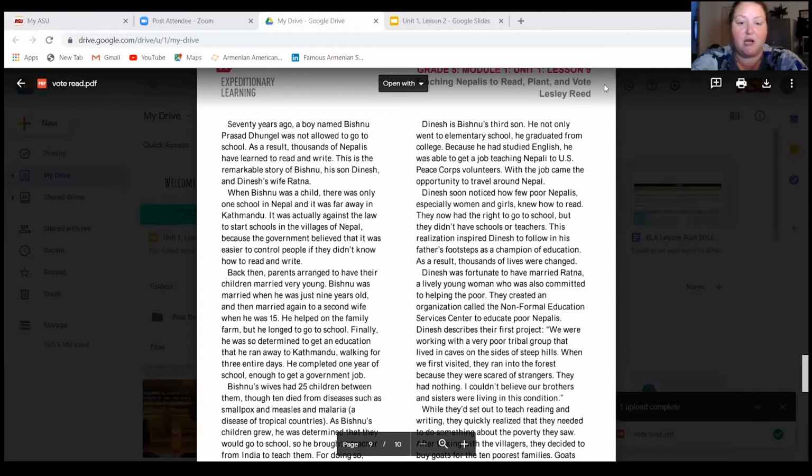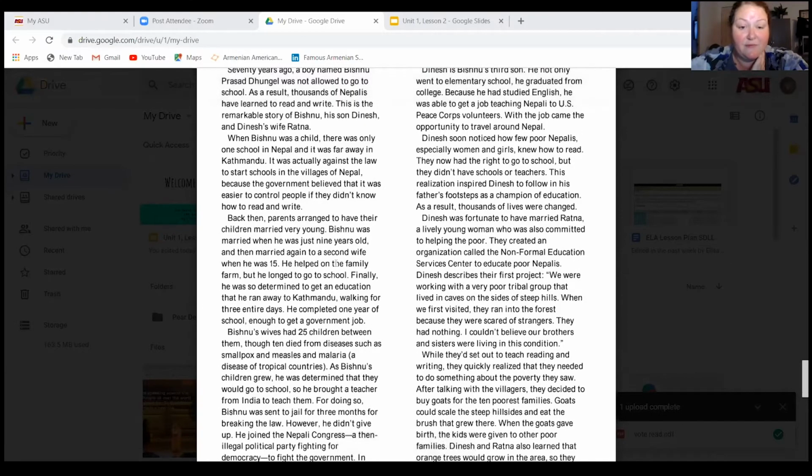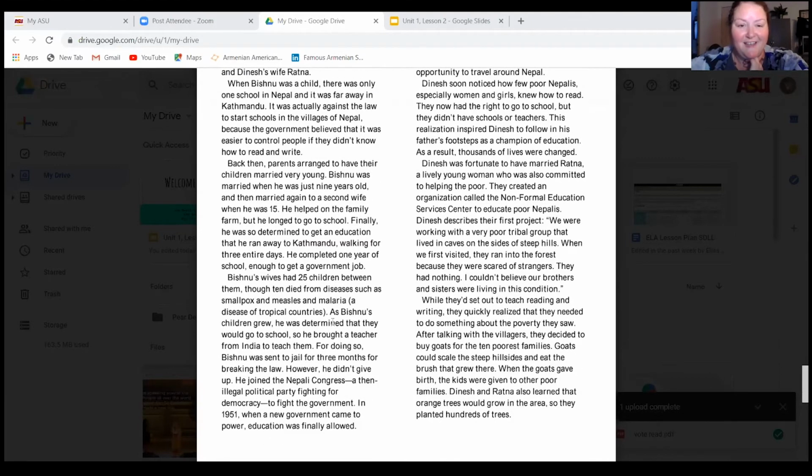Finally, he was so determined to get an education that he ran away to Kathmandu, walking for 3 entire days. He completed 1 year of school, enough to get a government job. Vishnu's wives had 25 children between them. Though 10 died from diseases such as smallpox and measles and malaria, a disease of tropical countries, as Vishnu's children grew, he was determined that they would go to school.